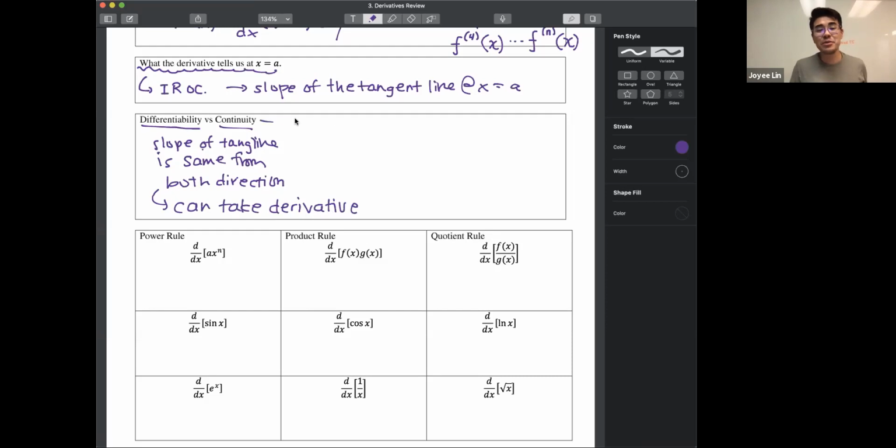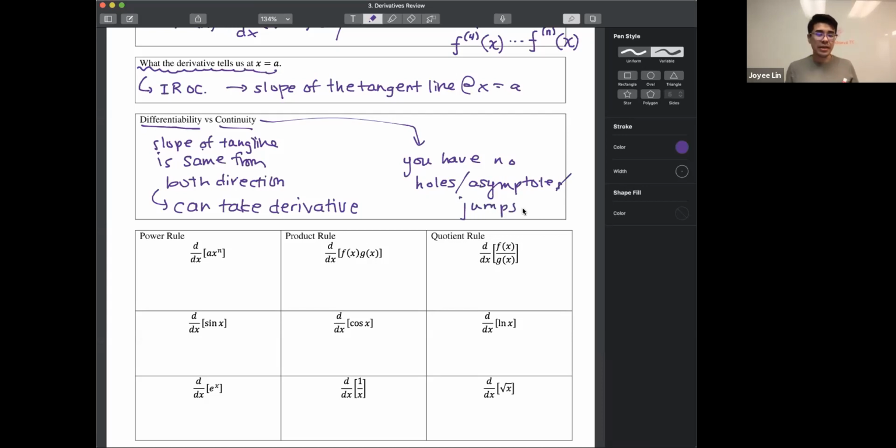Versus continuity. Continuity, last time, what did we say? Continuity is just you don't have to lift up your pen. You have no holes, no cusps. Oh no, we can have cusps. You have no holes, no asymptotes, no jumps.